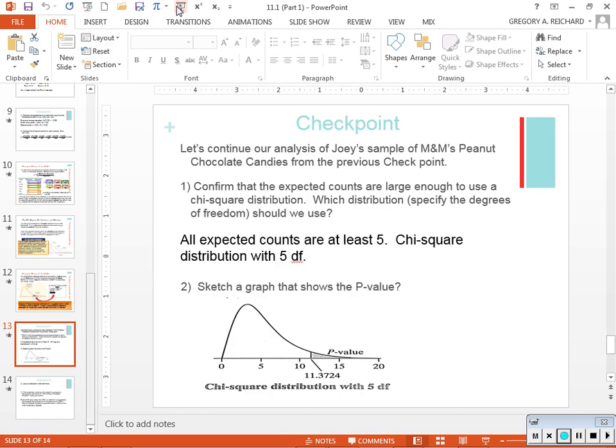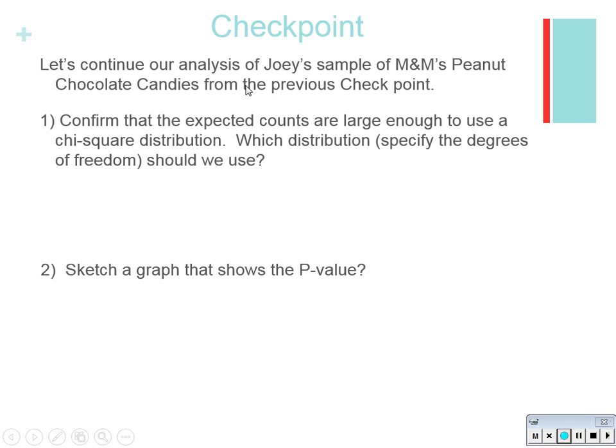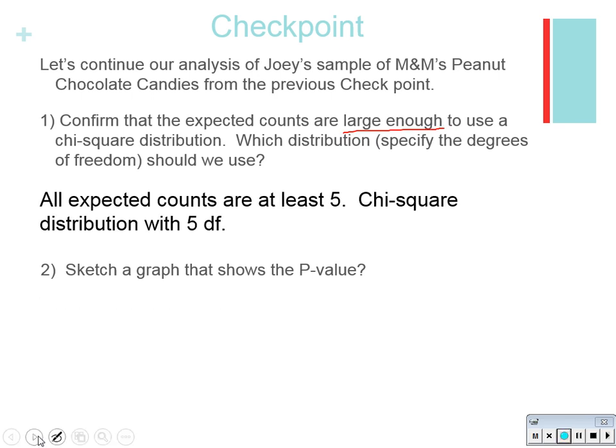So this last question says, let's continue our analysis of Joey's sample of the peanut M&M candies. It says, confirm that the expected counts are large enough to use a chi-square distribution. By large enough, we mean are all the expected counts at least 5 or more. When we computed that before, we noticed that all of the expected counts were at least 5, so we're okay to do that. Just keep in mind that with the peanut M&M question, there were also 6 different colors, so that has 5 degrees of freedom.